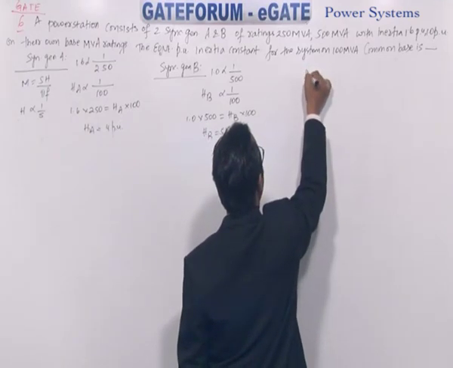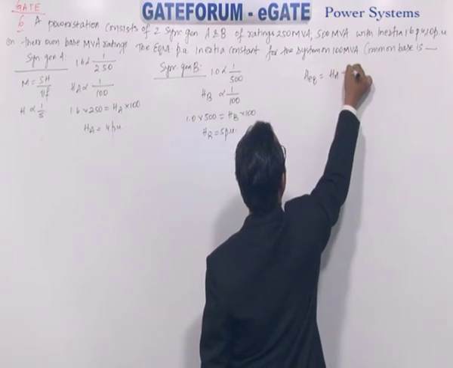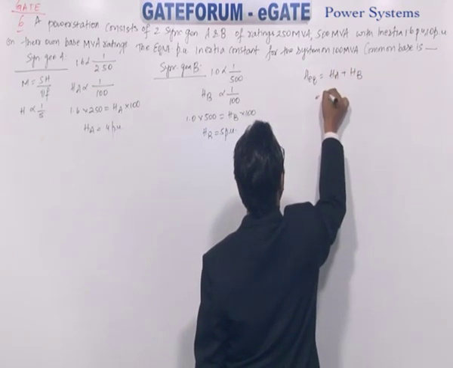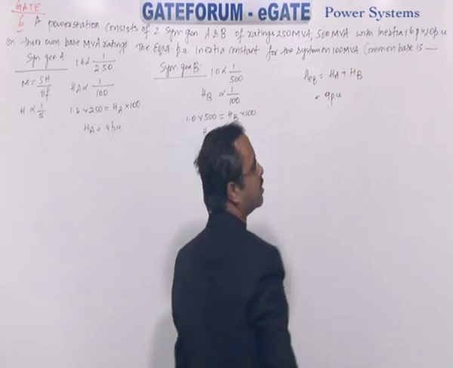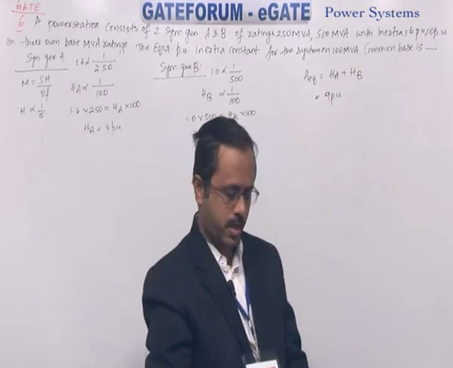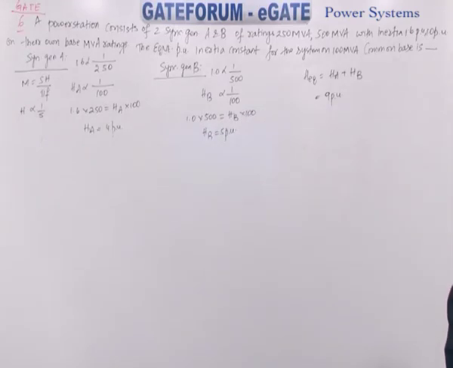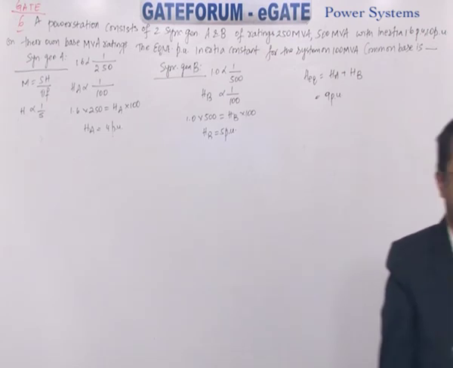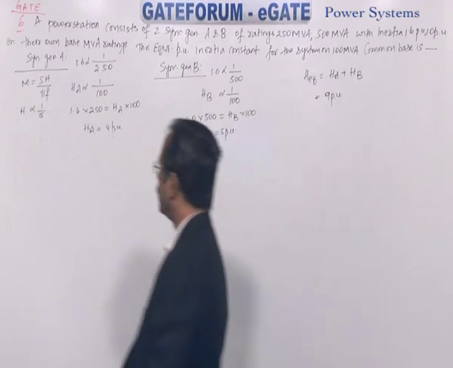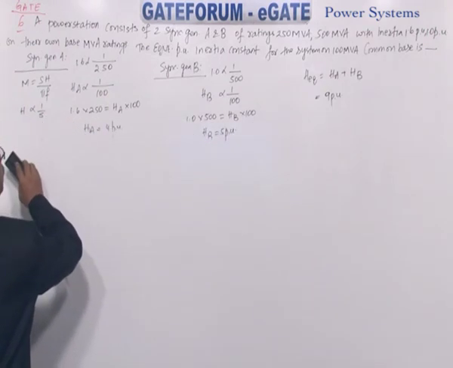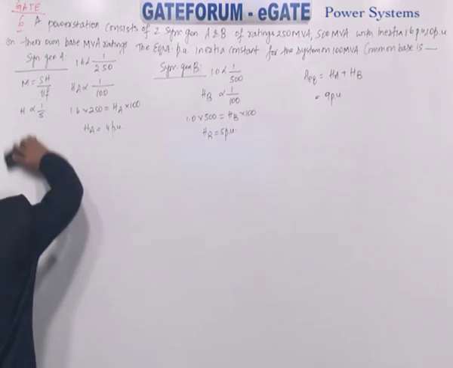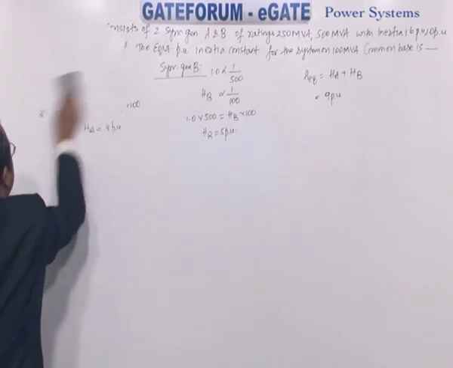What is H equivalent? It is HA plus HB. 4 plus 5, it is 9 per unit. So these are the questions based on coherent swinging and non-coherent swinging of synchronous machines.